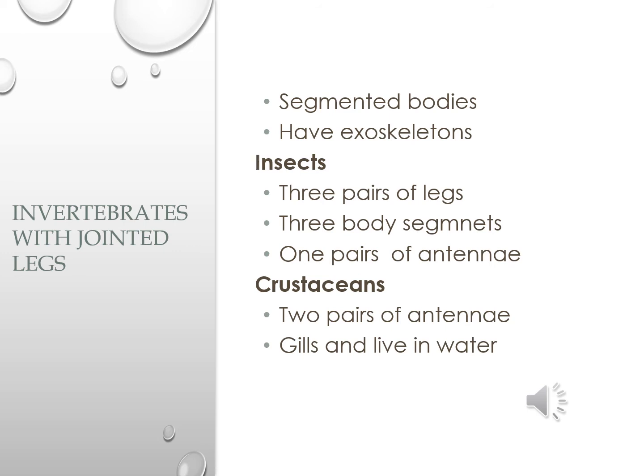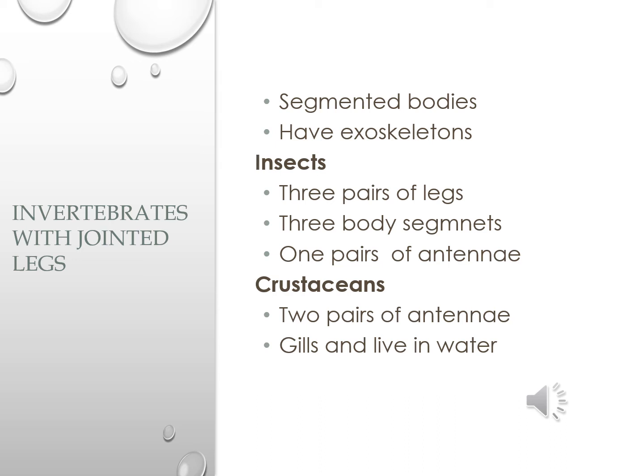When we're talking about invertebrates with joint legs, we are talking about arthropods. They are the insects, millipedes, centipedes, arachnids, and crustaceans. Let's talk about the insects. Insects have 3 pairs of legs, which means 6 legs in total, and 3 body segments. For example, when we draw an ant, we draw the head, then the main body, then the lower body. It has a pair of antennae, just like an ant.